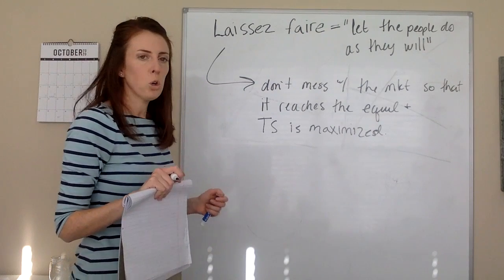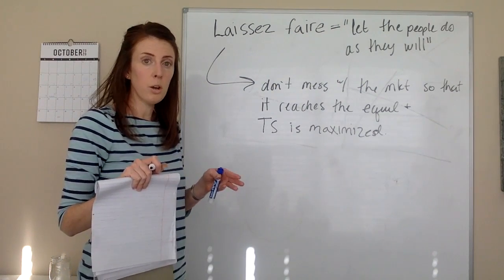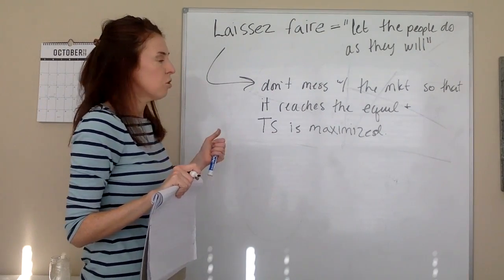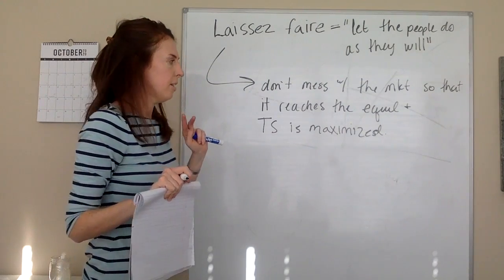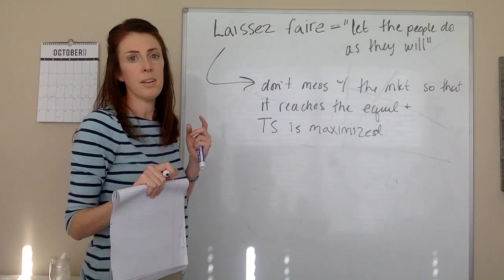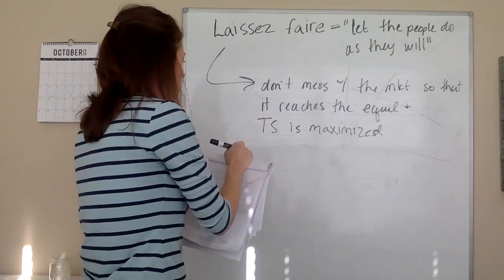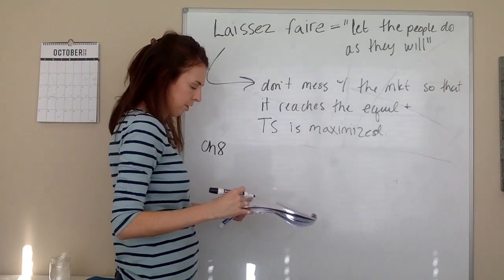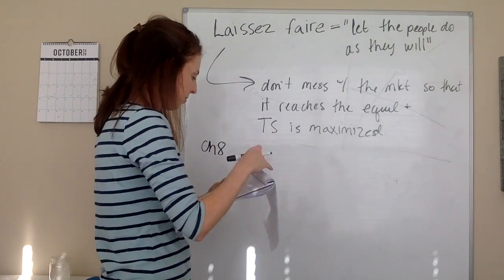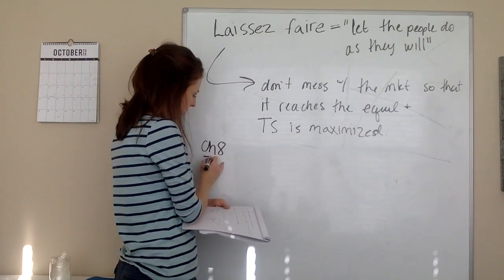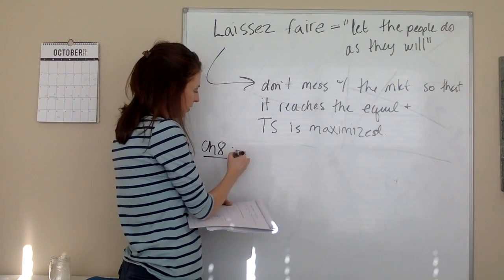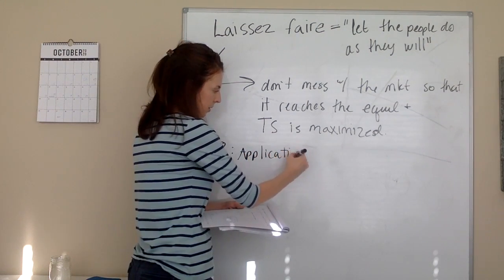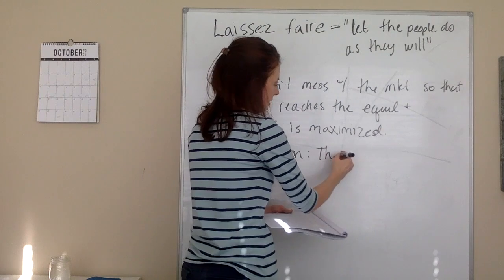So we're going to quickly go through Chapter 8, which is really cool because it talks about how taxation, which we already learned about, relates to consumer surplus, producer surplus, total surplus, and as a result, both efficiency and equity. So here's a super bare bones lesson on Chapter 8. The title of the chapter is Application: The Cost of Taxation.